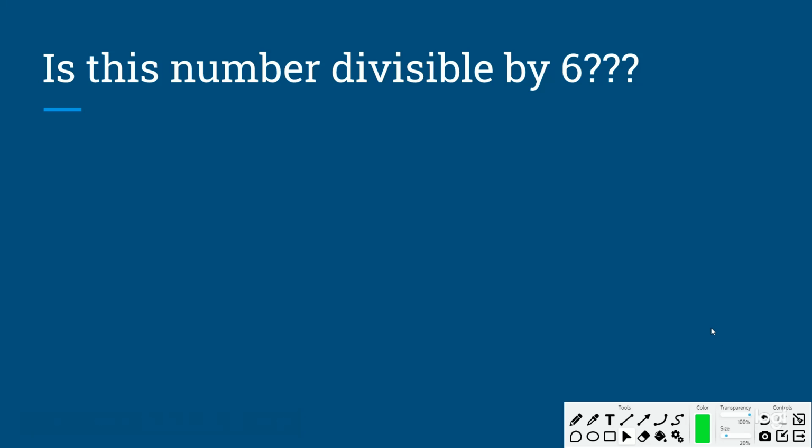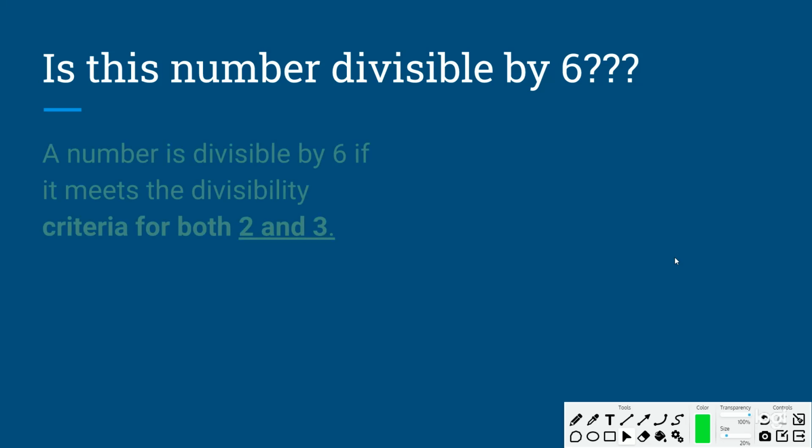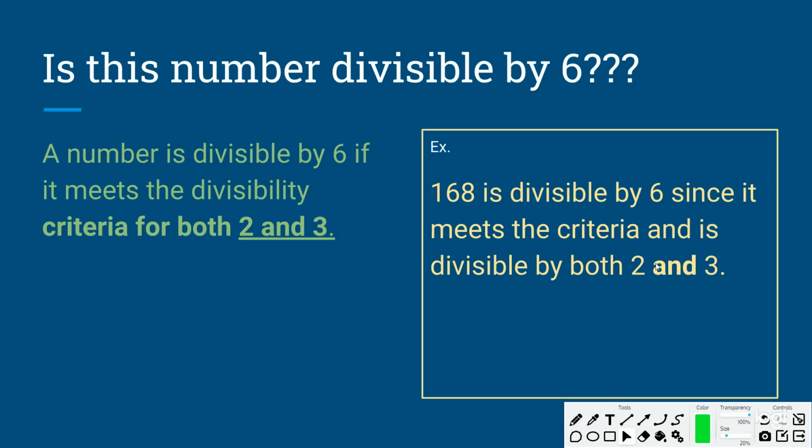The next one is if a number is divisible by 6. So the rule for this is a number is divisible by 6 if it meets the divisibility criteria for both 2 and 3. So it has to be divisible by both 2 and 3 for it also to be divisible by 6. So here's our example. We have 168 is divisible by 6 since it meets the criteria for both 2 and 3.